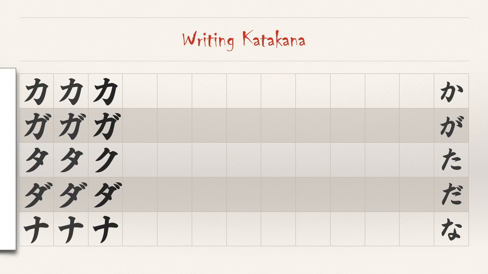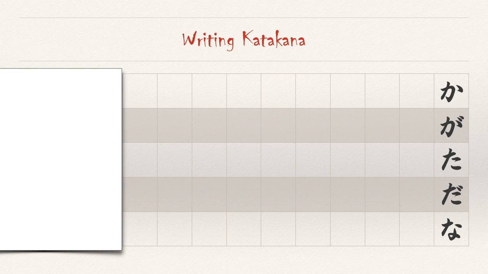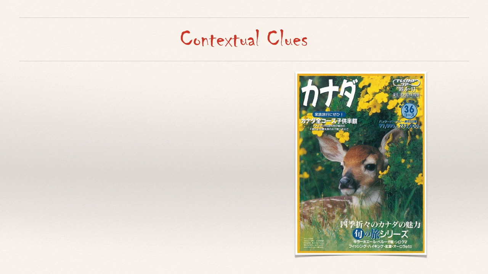If you didn't get them right, as in the ta right here, notice that I forgot the third stroke, correct them in pen. Then you can cover the completed characters and go at it again. Here we go. Ka, ga, ta, da, and na. Then, of course, you can uncover the characters, check to see how well you've done, and move on.